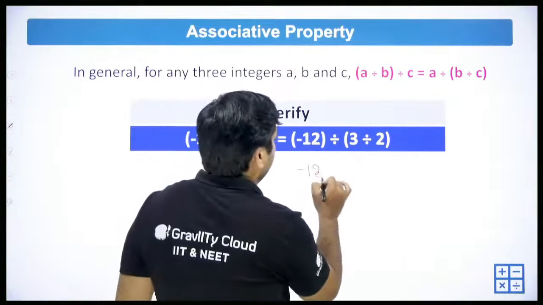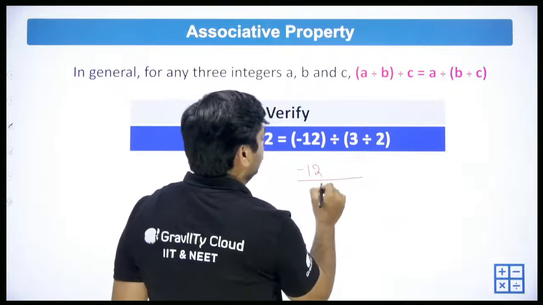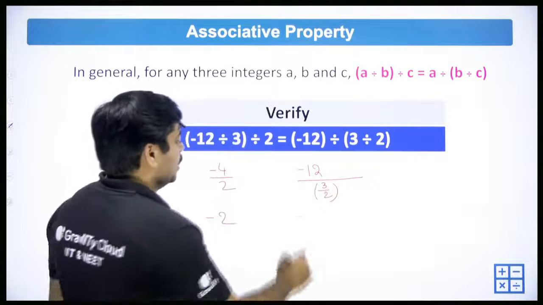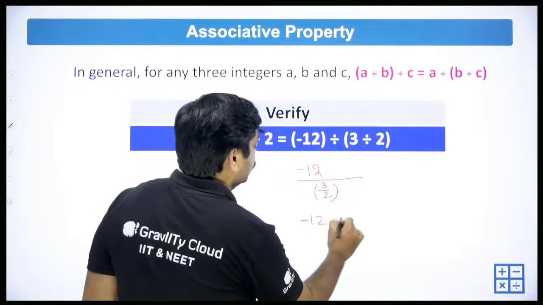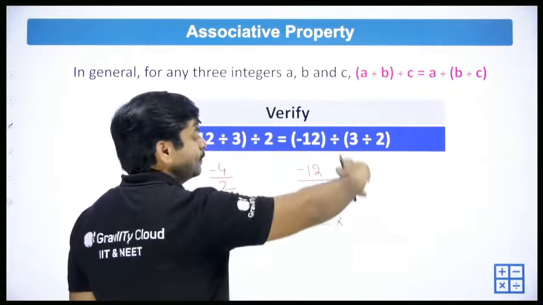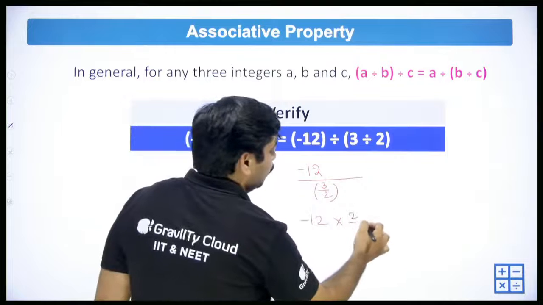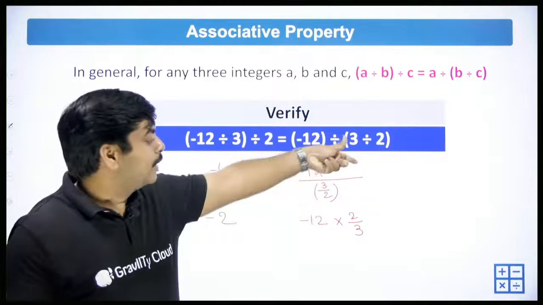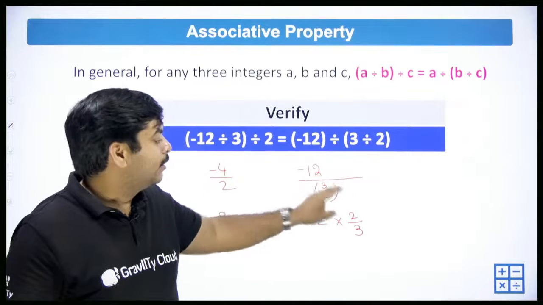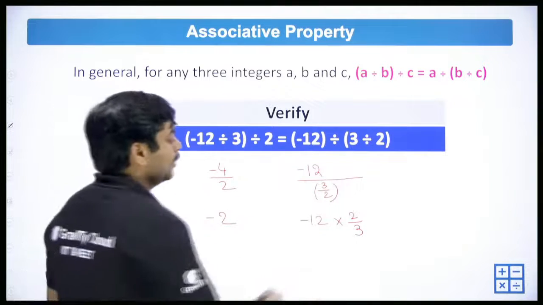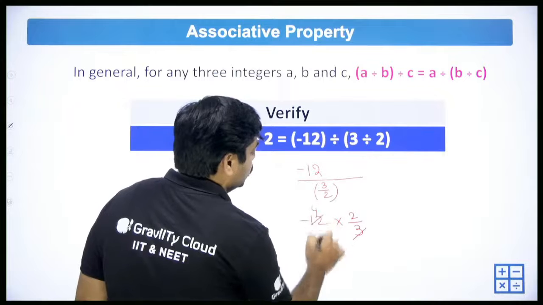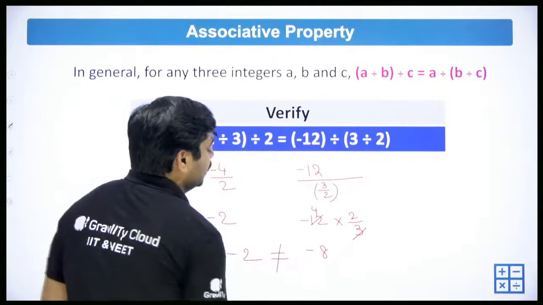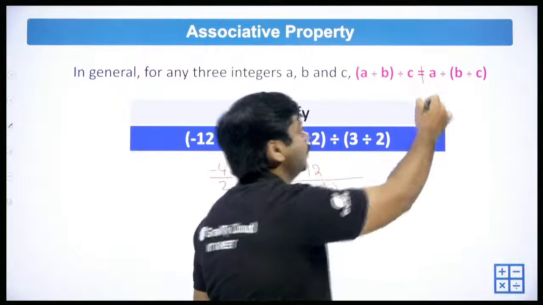Minus 12 divided by, this is 3 by 2. Minus 12 divided by 3 by 2. So what can we conclude? This is equal to minus 12 into 3 by 2 becomes reciprocal. I told you many times, if we have a fraction in the denominator, we need to reciprocate. 2 will come in the numerator, 3 will go to the denominator. So 3 ones are 3, 3 sixes, 3 fours. So this is minus 8. Minus 2 and minus 8, we can see clearly that these two are not equal.